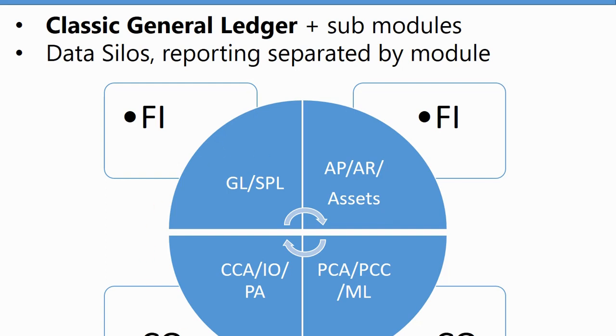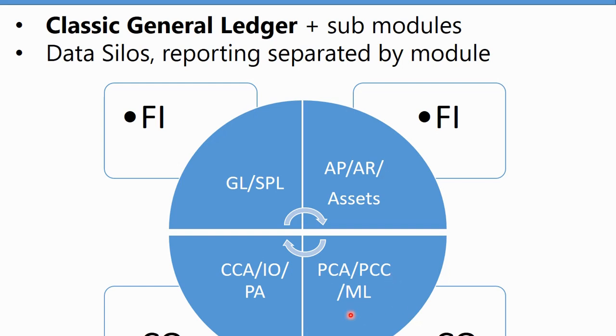And then you really had the CO modules. So there was a clear delineation between FI and CO. And in CO, the main modules were cost center accounting, internal orders, and profitability analysis. And then you had other capabilities in CO, like profit center accounting, product cost controlling, and material ledger.